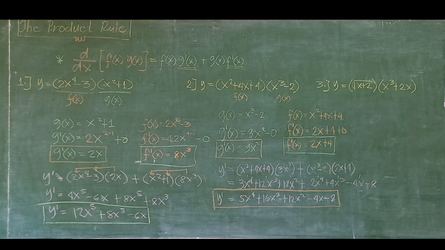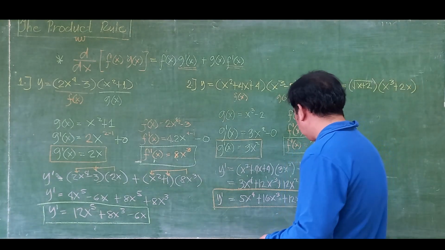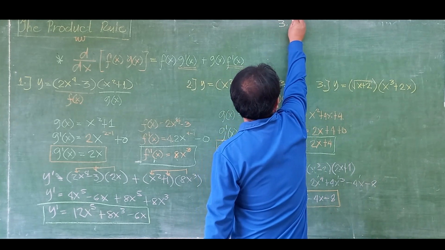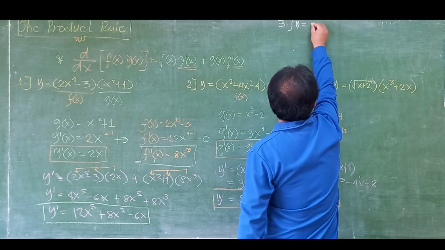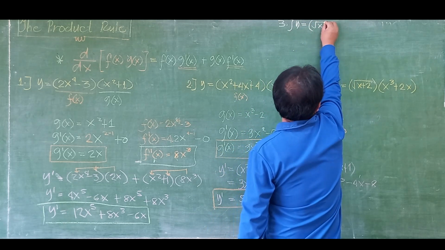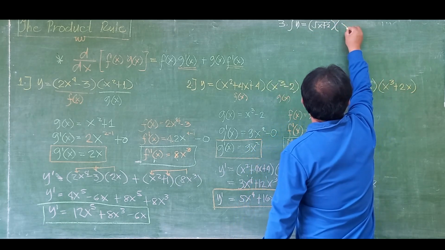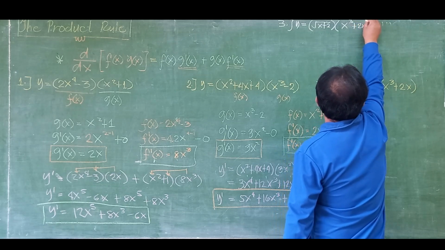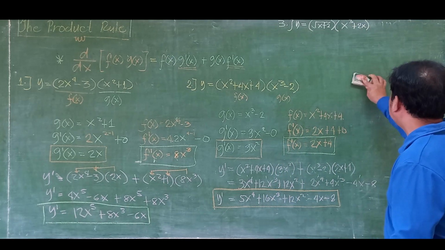Now, for number 3, I think we do not have the space, so we have to bring it up. Let's put number 3 here. So we have y is equal to the quantity square root of x plus 2, multiplied by x raised to 3 plus 2x. So we transfer it on top so that we have the space.